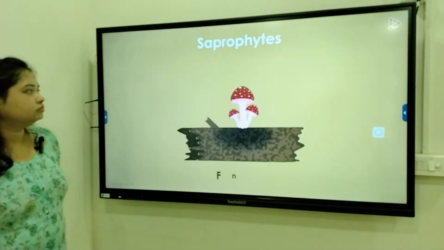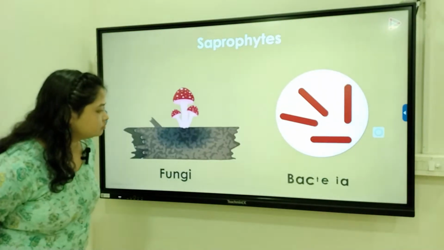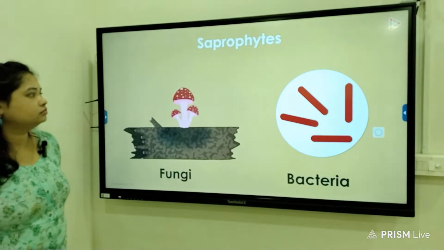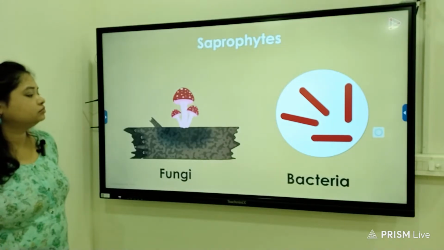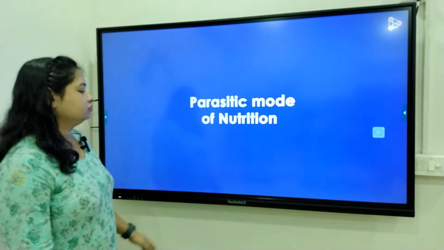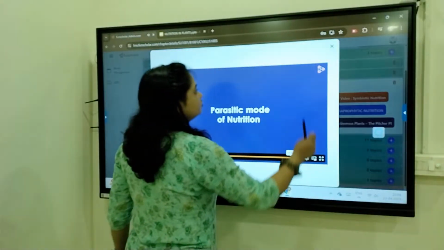Now tell me, are fungi the only saprophytes in nature? Well, there are some bacteria too which depend on dead organisms to sustain their life. These are also included in the list of saprophytes. Now that we're done with the first type, let's move on to the next type, that's the parasitic mode of nutrition. We will get to know this type in detail in the next video.